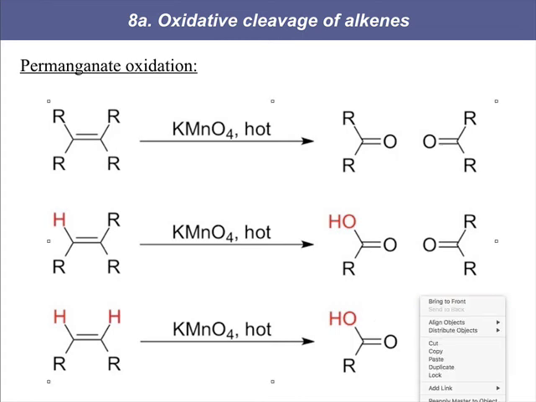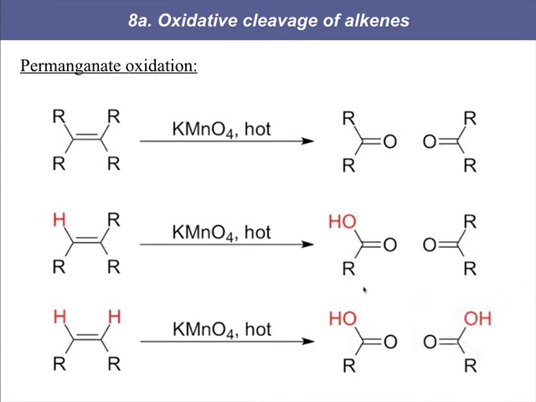Notice, this is probably obvious, but the geometry of the alkene in the starting material is indetectable in the product. This could have been a cis double bond like I drew here, or I could have made it a trans double bond. You would not be able to tell in the product. The stereochemistry of the double bond is lost as soon as it is cleaved.